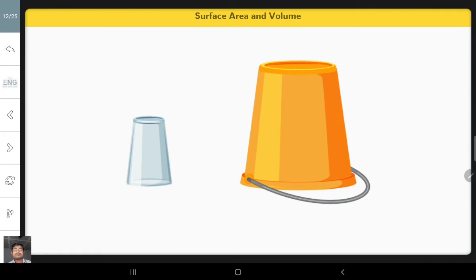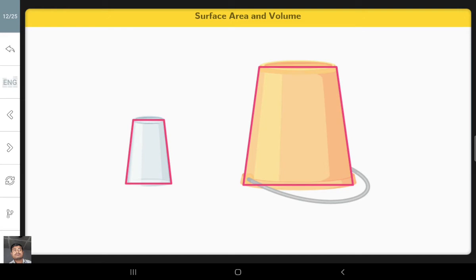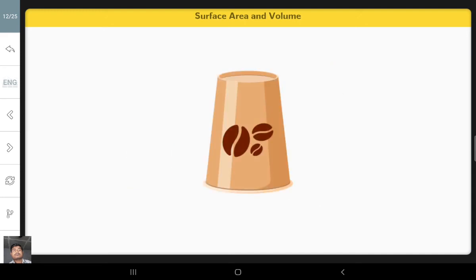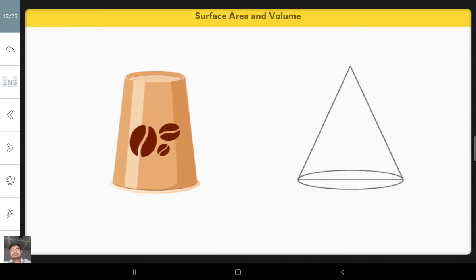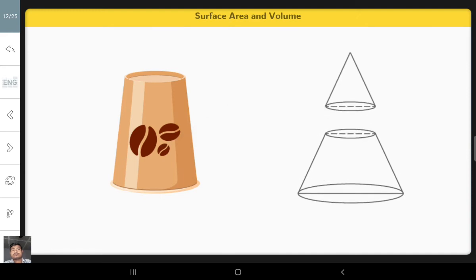We see various objects in our daily lives, like a glass tumbler or a bucket, that look like the portion of a cone. These objects form the shape of a cone left after cutting the top portion of the cone that contains its vertex. This type of shape is called a frustum. Let us take the example of a paper cup. A paper cup looks like the remaining part of a cone after cutting its top by a plane parallel to its base.